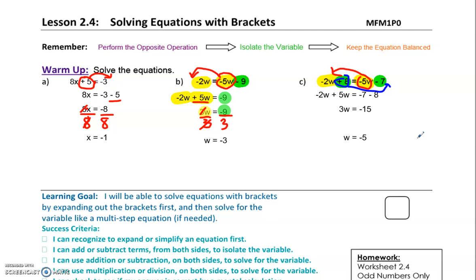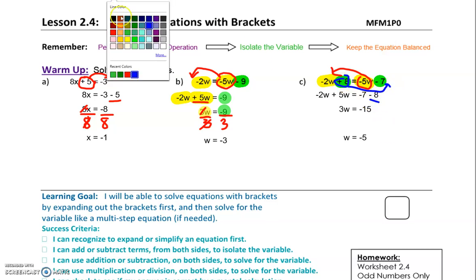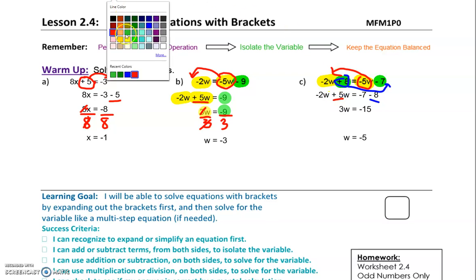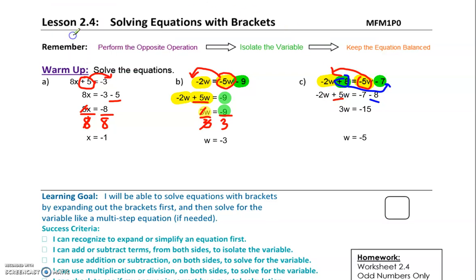Okay, so you want to make sure that the green is going to be with the other green. All right, so when you move that 8 to the other side, it changes to a negative 8. When you move the negative 5 over to the other side, you're going to get a positive 5. All right, let me get my highlighter. Okay, so you're going to have both of your yellows on one side and both of your greens on the other side, which is perfect.